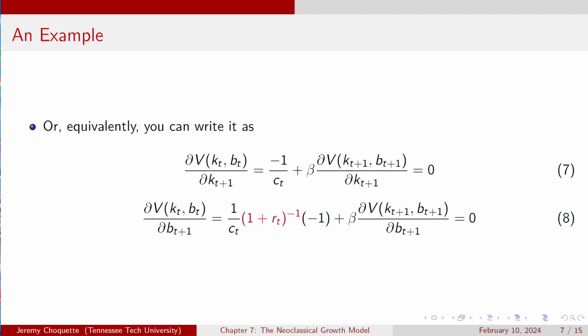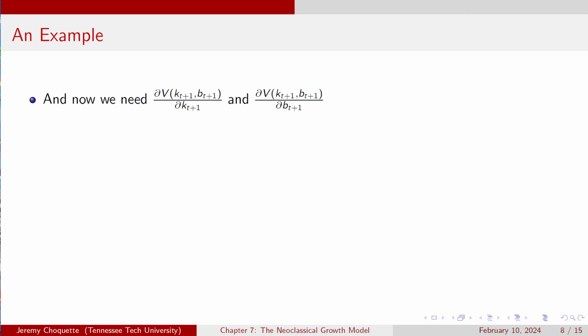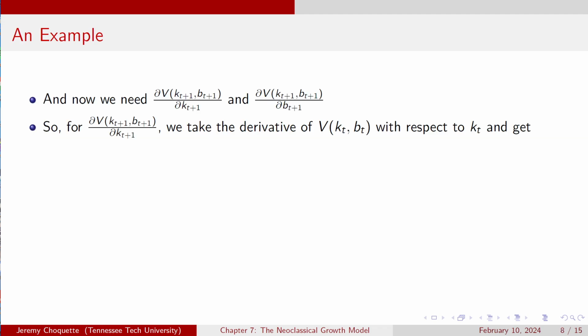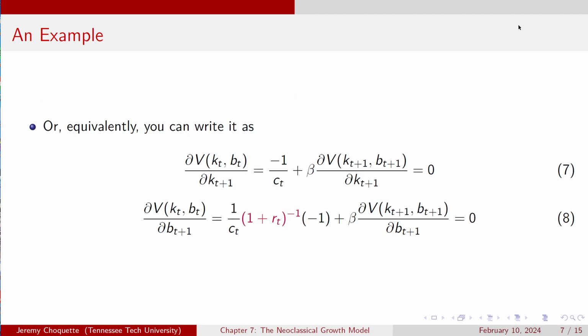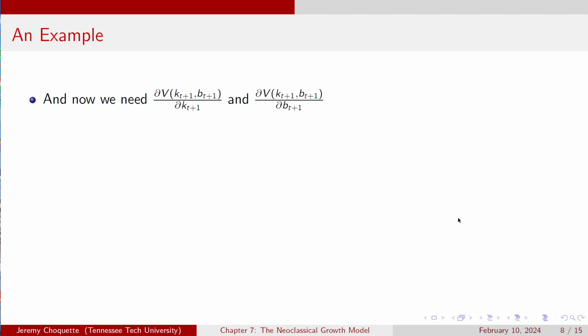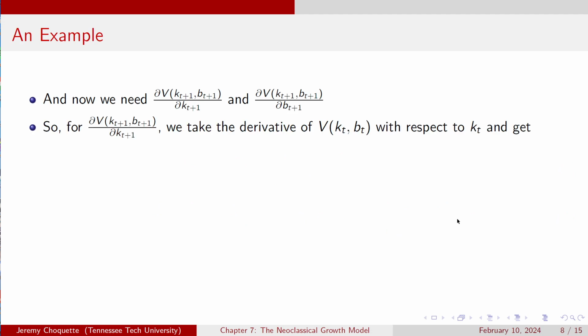Okay, so now we got to do the other two derivatives, update in one period, and that will give me this guy and this guy. All right, so I need these guys. What do? Well, I take the derivative, start with capital, take the derivative of v with respect to kt, and that gives me the now infamous 1 over ct times the marginal product of capital less depreciation.